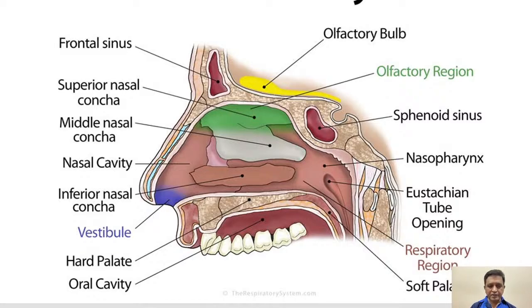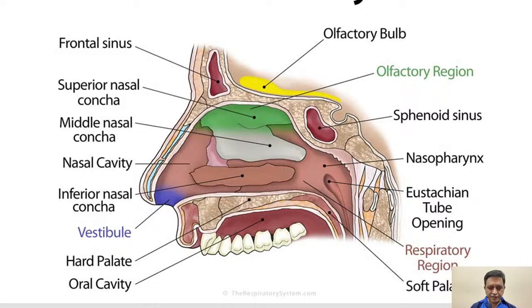So before the air gets into the lungs, this nasal cavity purifies the air, humidifies, and also slightly warms the air so that the lungs are protected. The air sacs, which are very tiny structures, are protected. So that's why nasal breathing is very, very important.